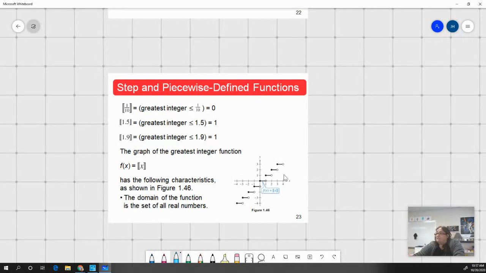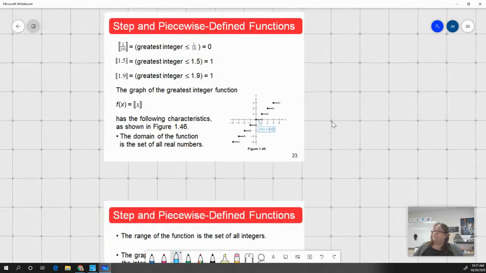And the graph, you can see, has this characteristic, right? Anything between 0 and 1, you're going to graph the whole thing. You're going to have an open dot at 1, because once it hits 1, it becomes 1 all the way up till it gets to 2, which would be 2, and then it would start at 2 and go all the way to 3. All right, so anything between those numbers is going to go to whatever's less than it.